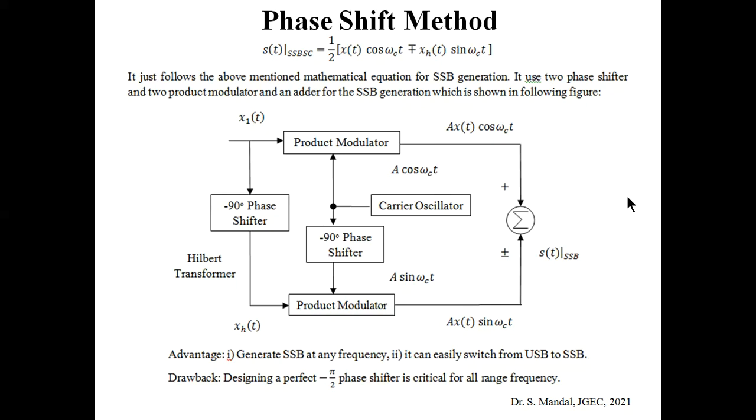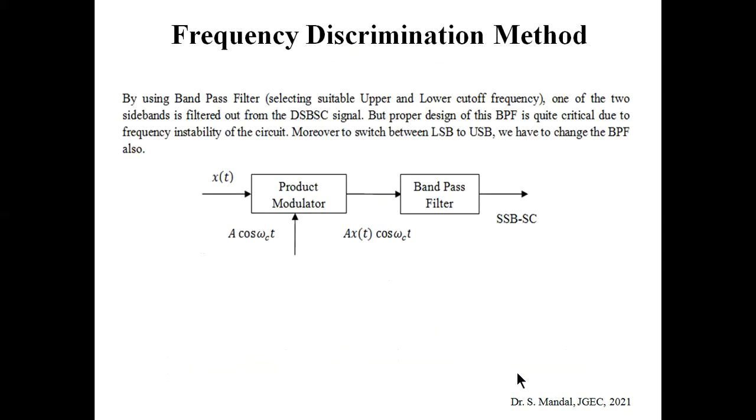Now the main drawback of the phase shift method is that designing an exact minus pi by 2 phase shifter is very difficult, or very critical, for all ranges of frequency. Basically, at a low range of frequency, it is quite easy to design a minus 90 phase shifter, but at higher frequency, to design a stable phase shifter is very difficult. So that is the main drawback of the phase shift method.